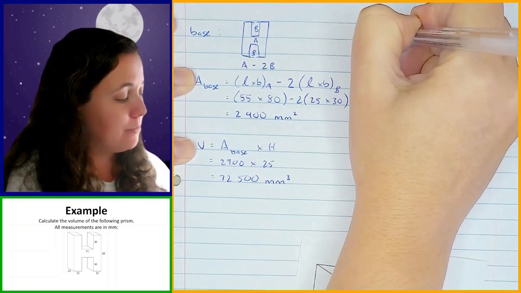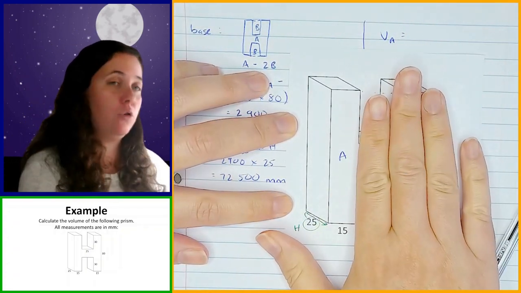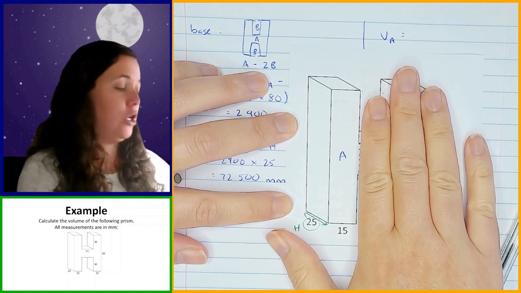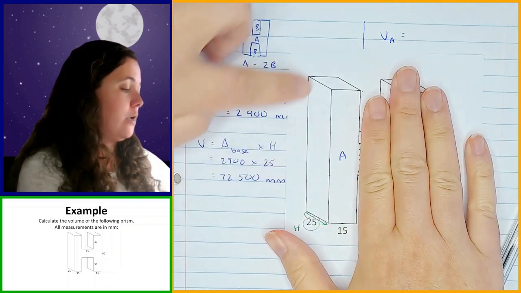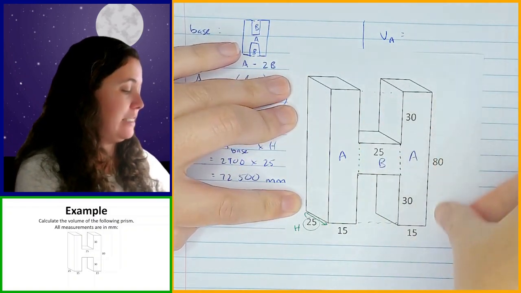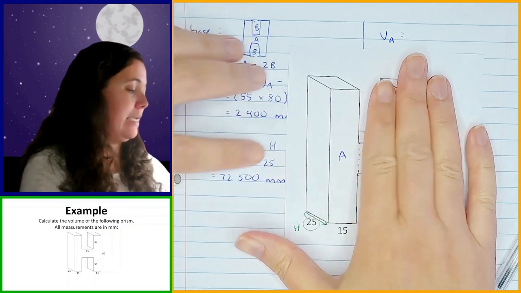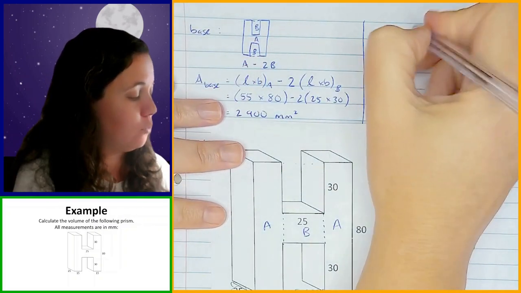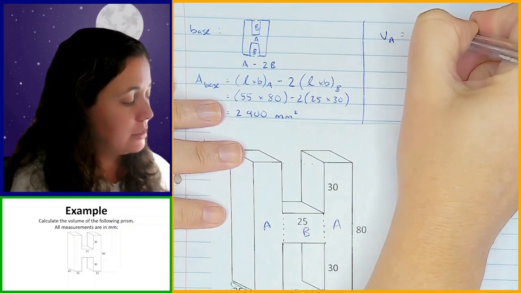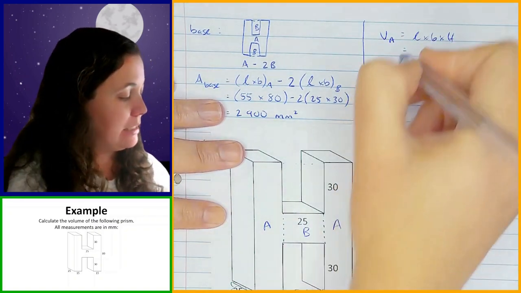This is a different way of doing it. The volume of A is just a rectangular prism, if you ignore that. So I've got length times breadth times the height, which is over here, 80. So to work out that volume, length times breadth times height is 25 by 15 by 80.